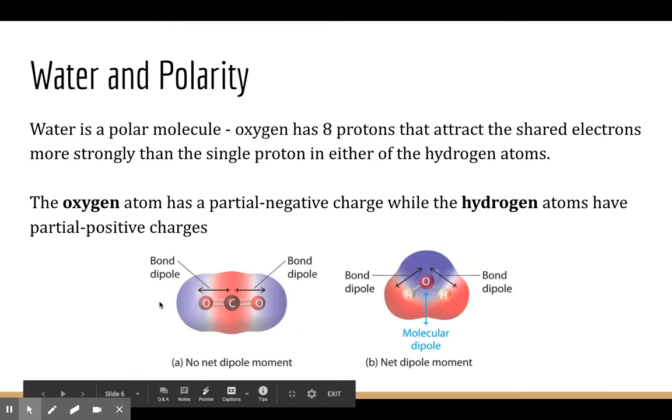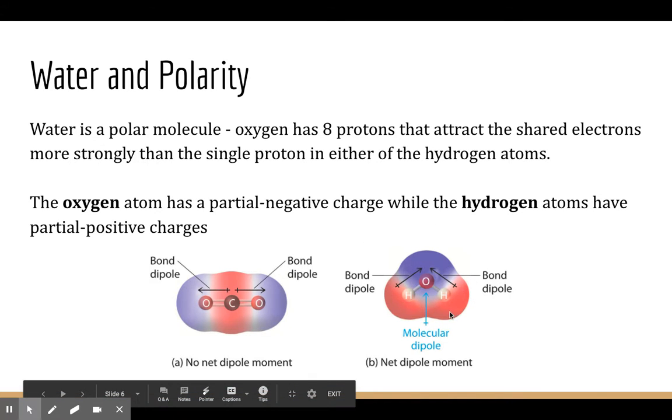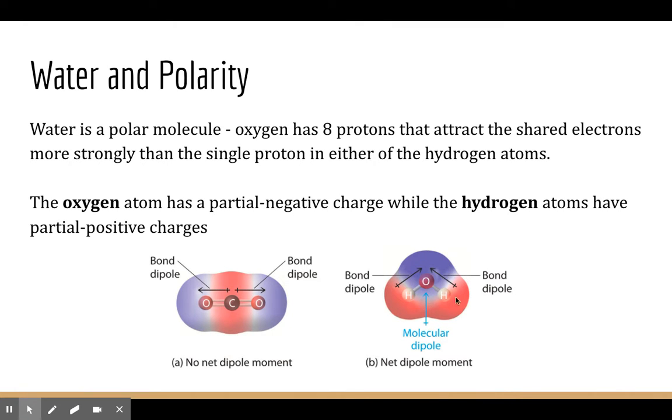Here's another example of covalently bonded molecules and polarity. So this is our water molecule. We can see that the arrows are showing us that the oxygen atom is pulling those electrons towards itself. The dipole moment, or the polarity, is going towards oxygen.